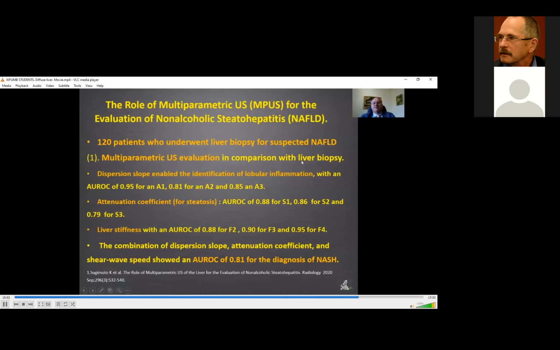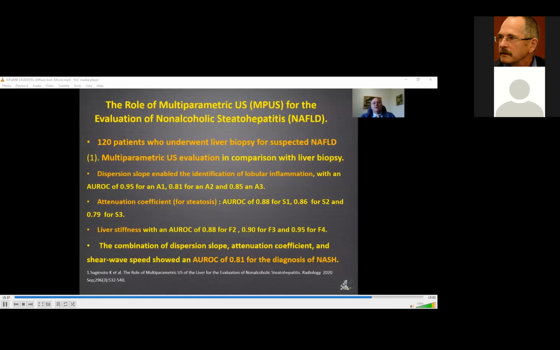First is about inflammation in the liver, and our ROCs are very good here. Then they looked for steatosis, and again we have an ROC that is quite high. And they looked at liver stiffness for fibrosis, and this is higher, 0.88 to 0.95 for liver cirrhosis. And if we put together all this information, we can have an ROC for the diagnosis of non-alcoholic steatohepatitis of 0.81. Then it's very, very good for our daily practice.